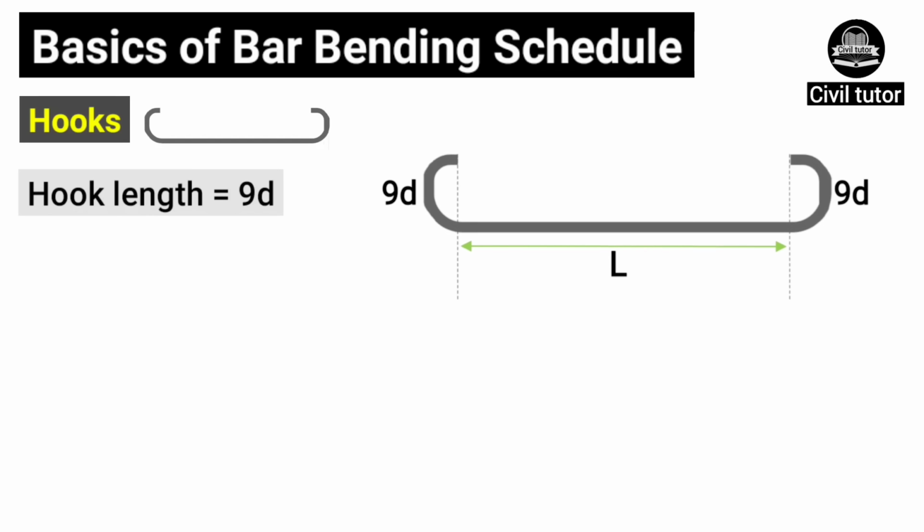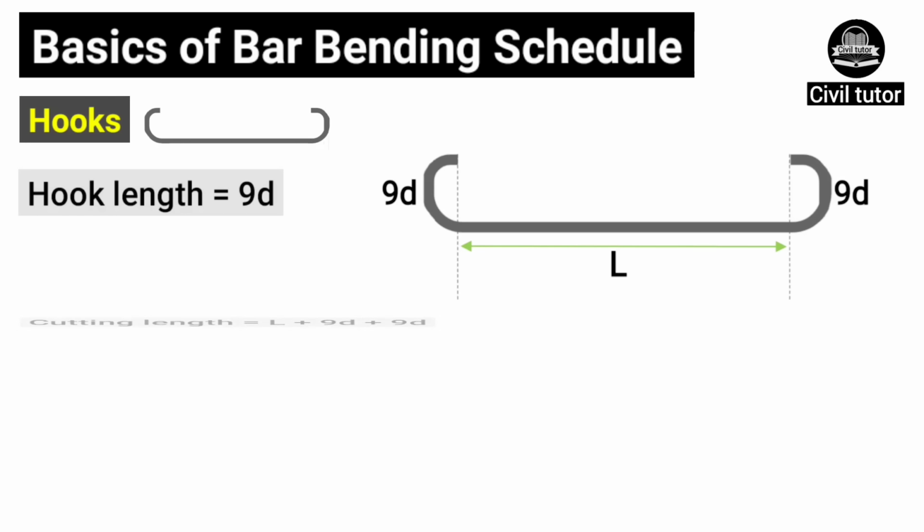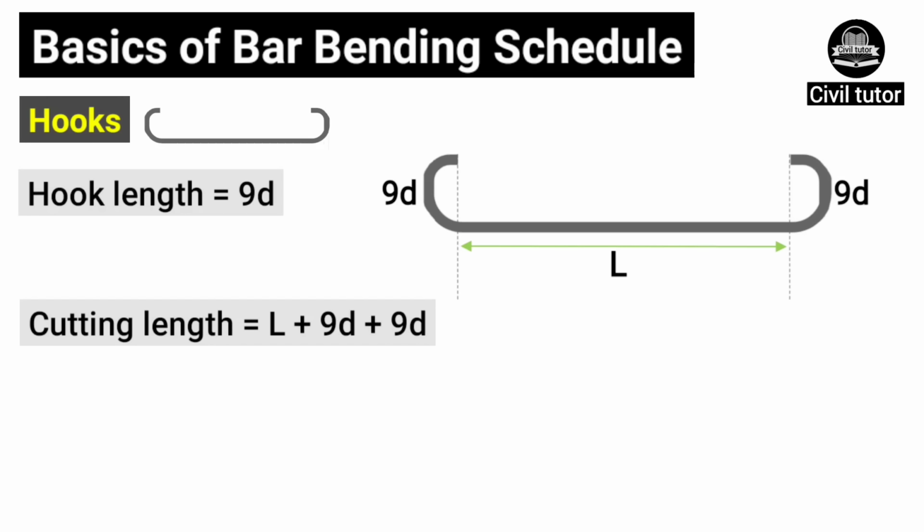The length of hook is calculated by using the formula 9 times d, while d is the diameter of bar. For example, if we have a bar of length L and the bar is provided with 2 number of hooks on either ends, cutting length of this bar will be equal to length of bar, that is L, plus hook length on either ends, which will be 9d plus 9d.